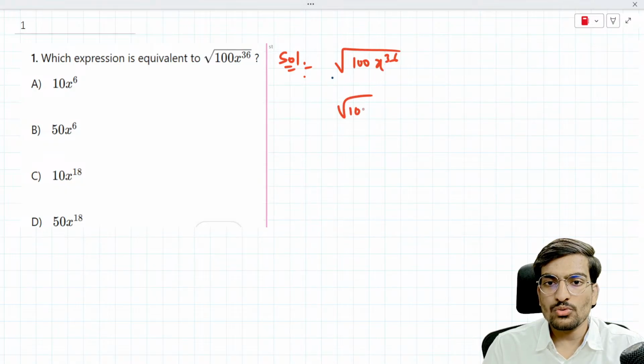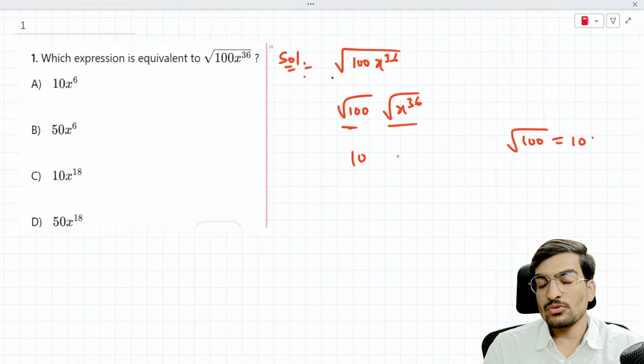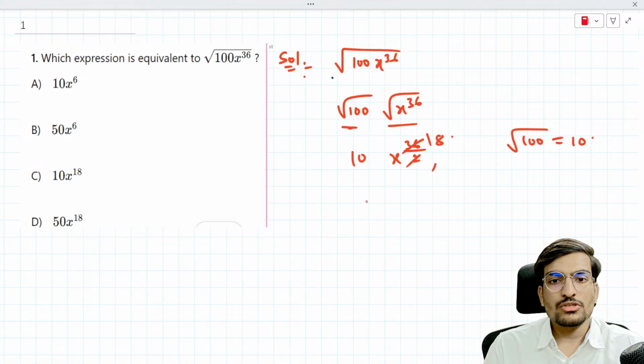Separate the root 100 and root x raised to the power of 36. Root 100 value is 10. Root of x raised to the power of 36 is x power 36 by 2. 2 ones are 2, 2 18s are 36. So 10 x raised to the power of 18. So that is option C.